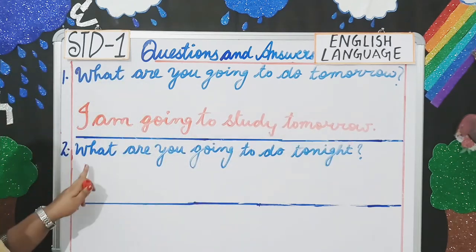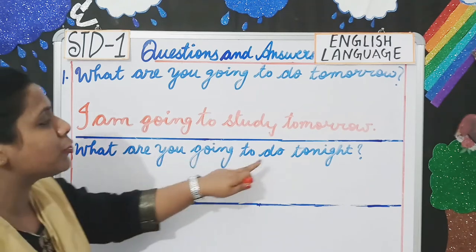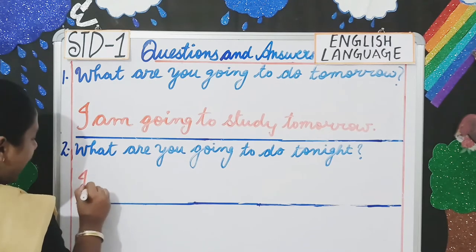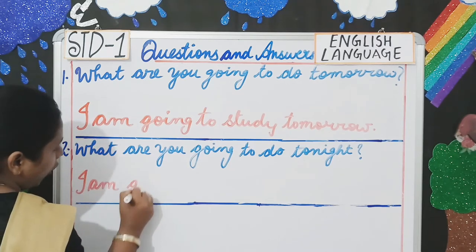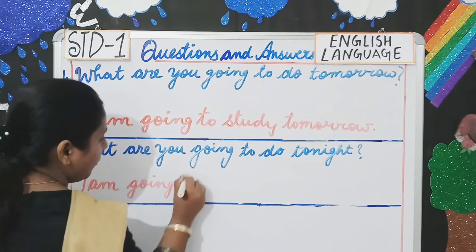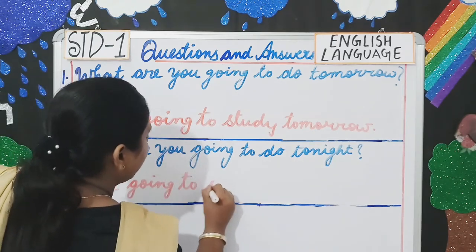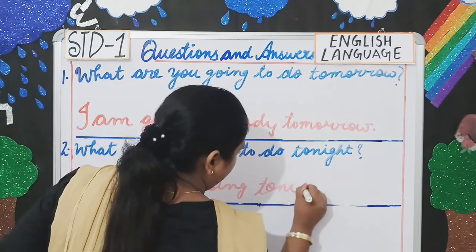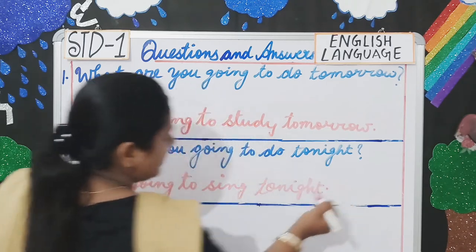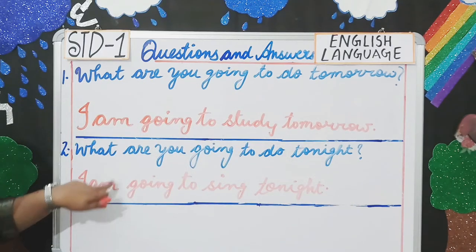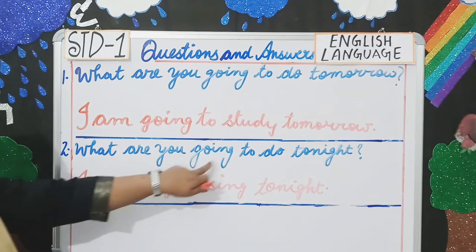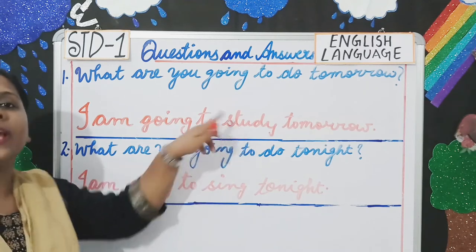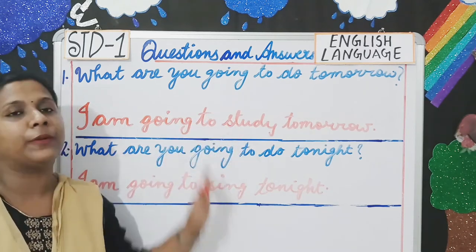Clear? Next. What are you going to do tonight? So you will write, I am going to sing tonight. Same thing, I am, this you becomes I am going to sing tonight. Here I have written sing, before I wrote study. You can change anything. Whatever you feel like, you can write. Clear?